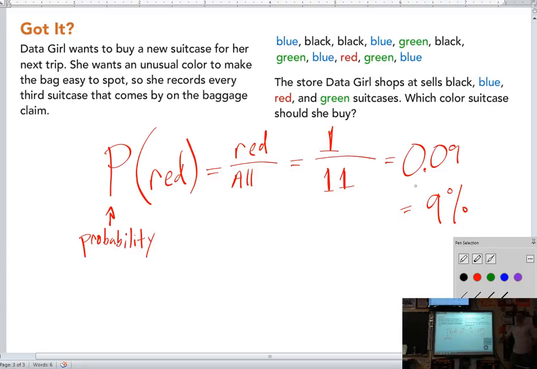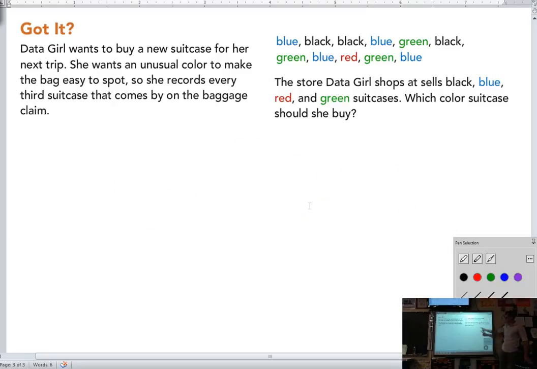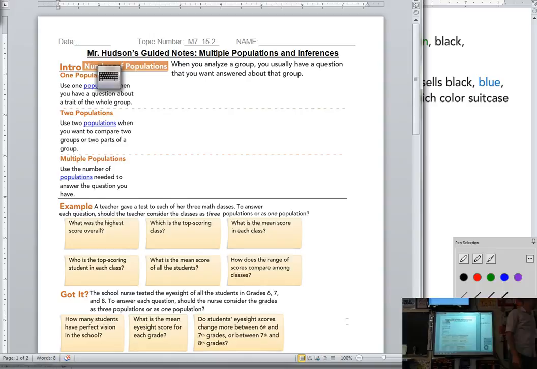Another way you can make your suitcase more unique is to get one with polka dots, or stripes, or one that's multicolored, or one that has a rainbow. You know what the mathematician in me did? The mathematician in me said, what's unique? What makes things easy to spot? Polka dots, stripes, colors, whatever.